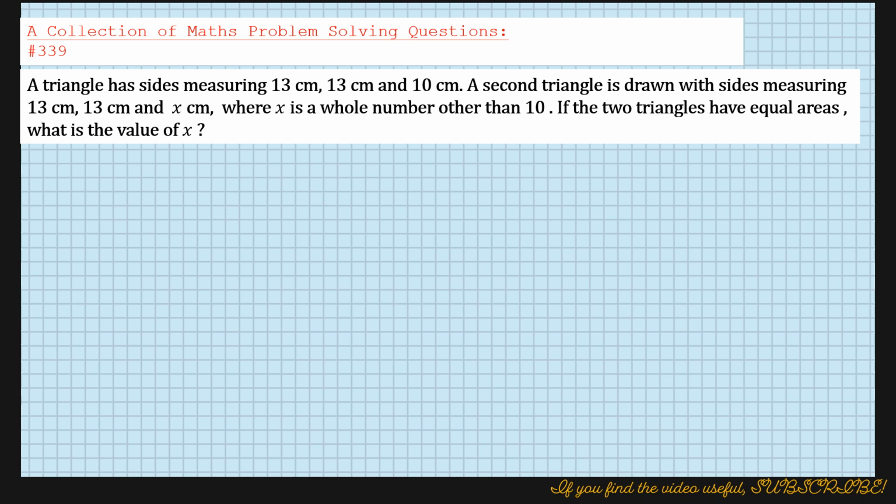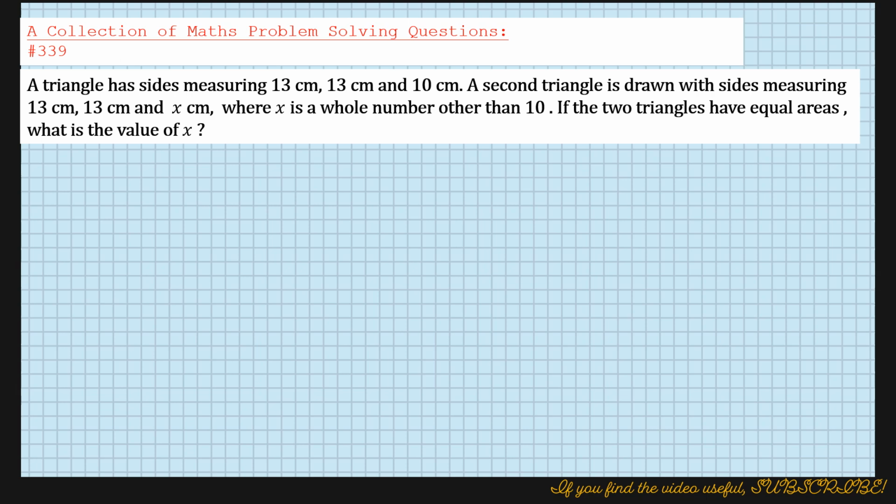A triangle has sides measuring 13 centimeters, 13 centimeters and 10 centimeters. A second triangle is drawn with sides measuring 13 centimeters, 13 centimeters and x centimeters, where x is a whole number other than 10. If the two triangles have equal areas, what is the value of x?